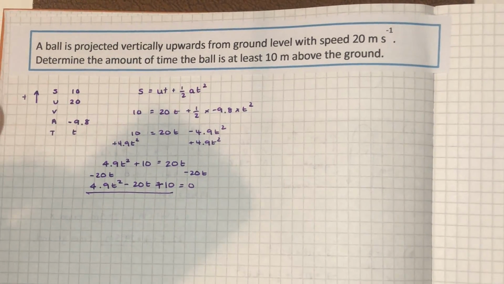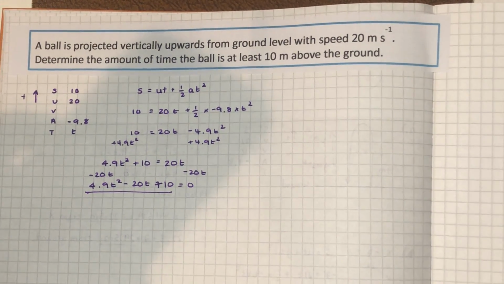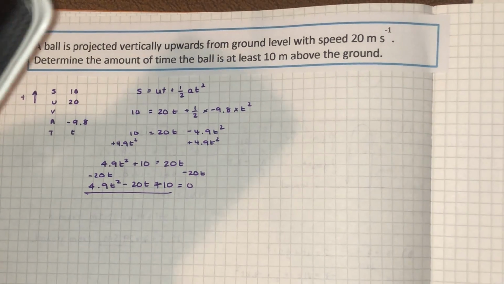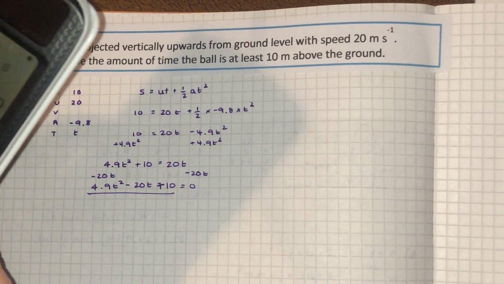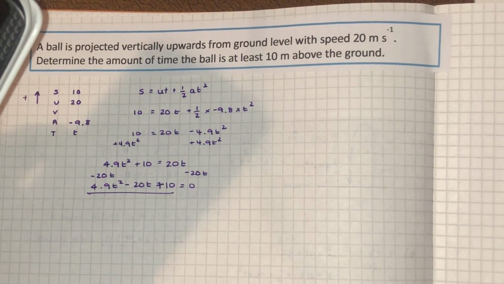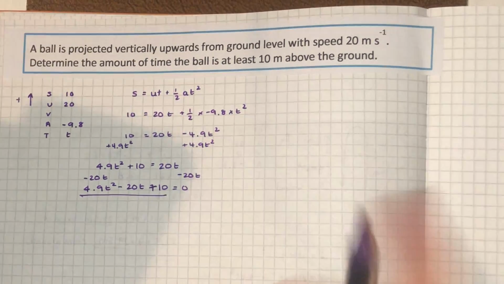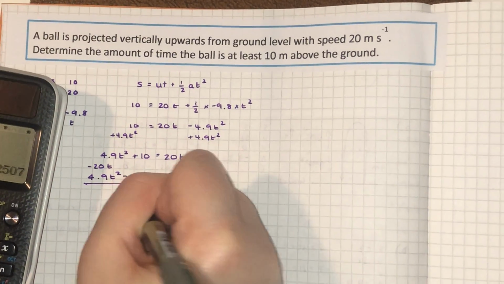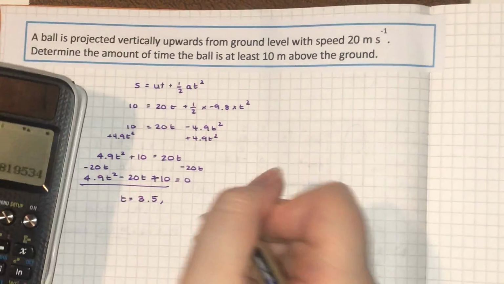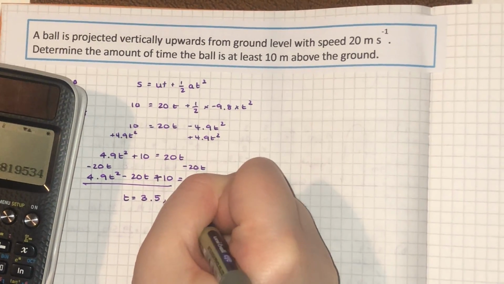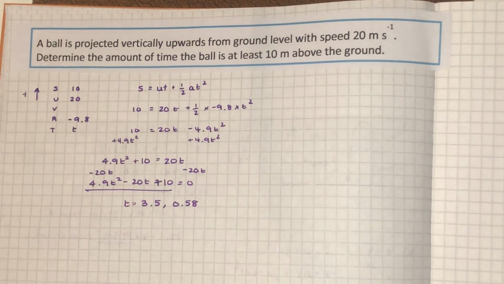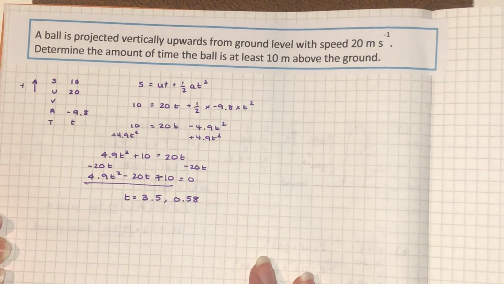So we've got 4.9 there, we've got minus 20t and 10 there. So we get two times, so we get that t is 3.5 and t is 0.58.